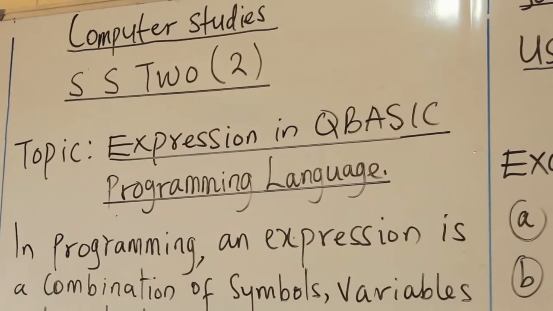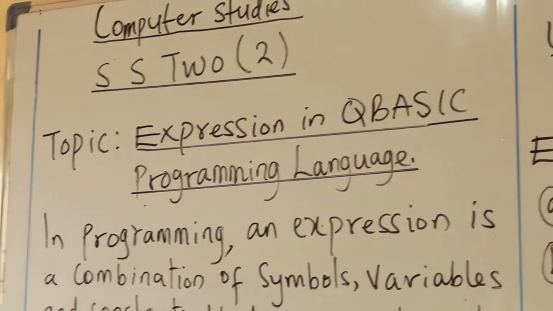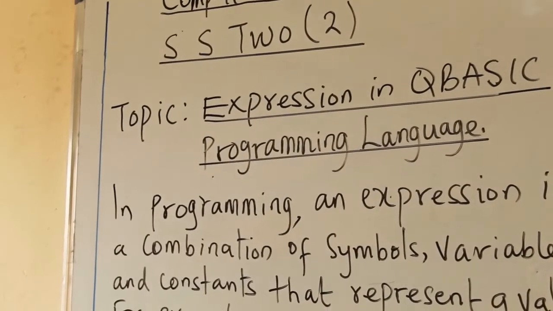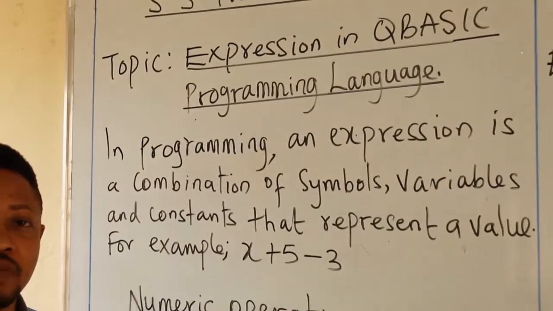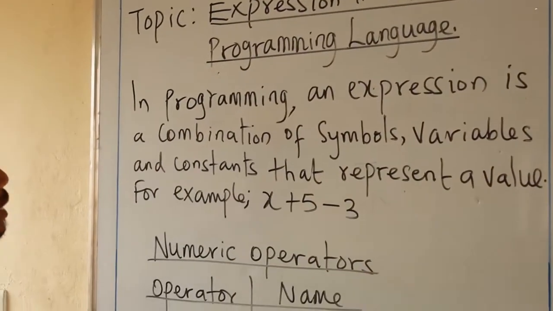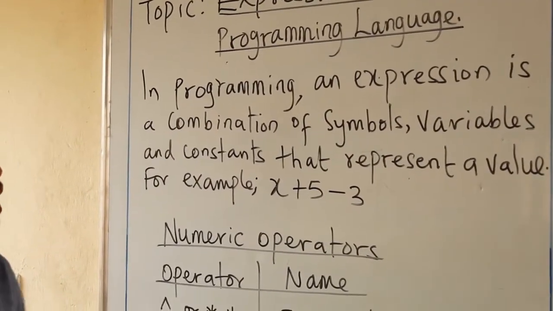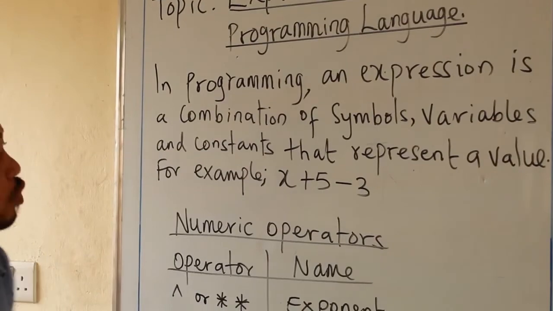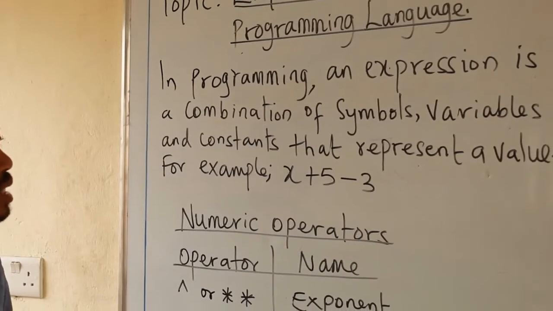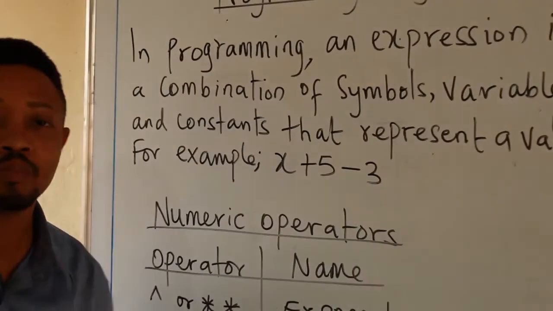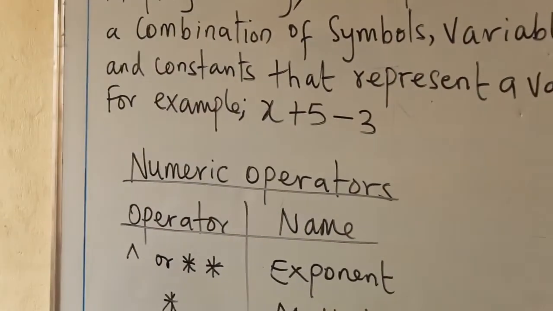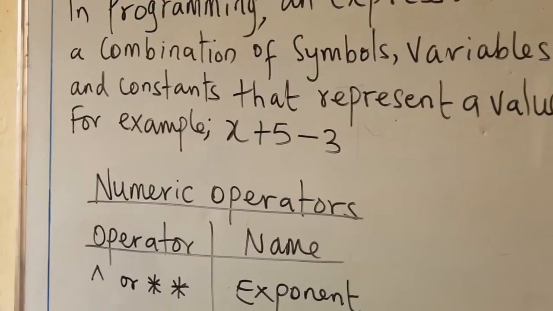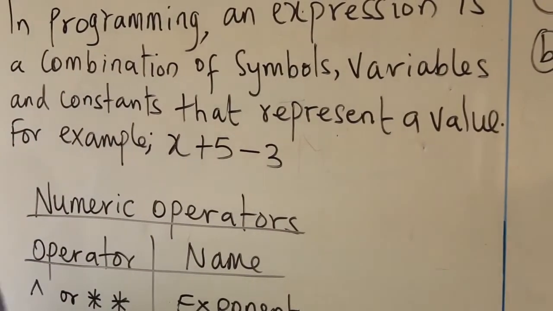What are expressions? In programming, an expression is a combination of symbols, variables, and constants that represent a value. For example, x plus y minus 3. Now, let's look at these words: symbols, variables, and constants.